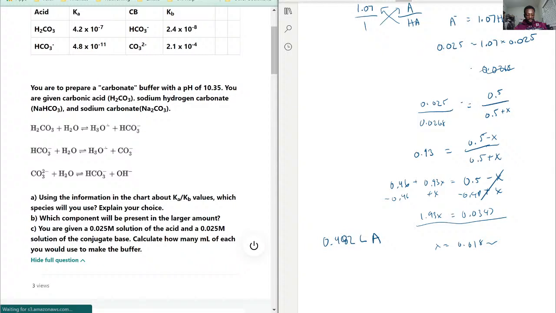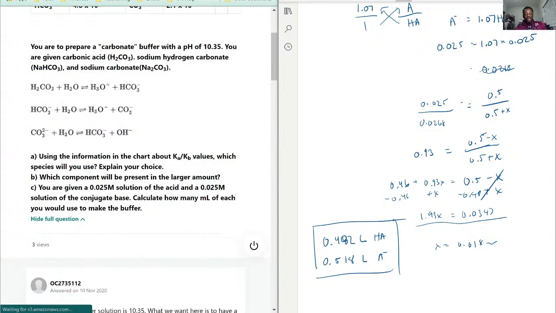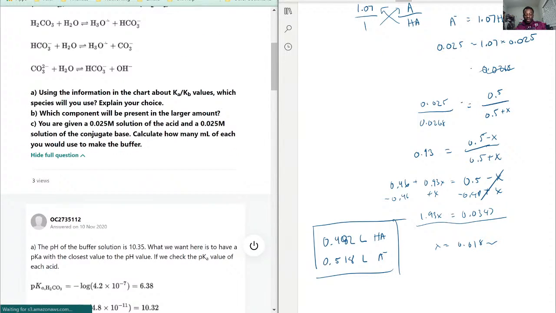0.5 plus that change, it will be 0.518 liters of the acid, so this would be HA, and this would be the A minus. You'll see when you add those two together, you should get 1, because that's going to be a total of 1 liter. So when we do that, this gives us a pH of 10.35 buffer solution.